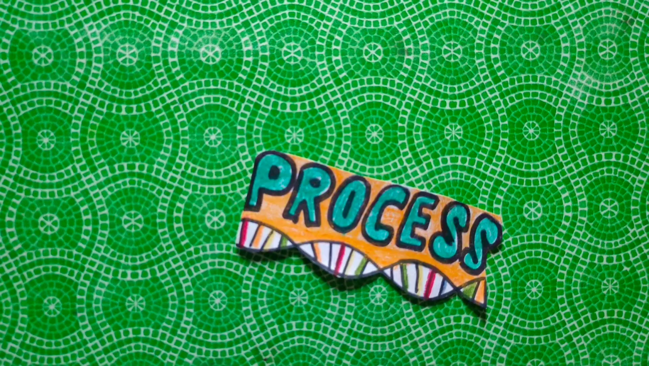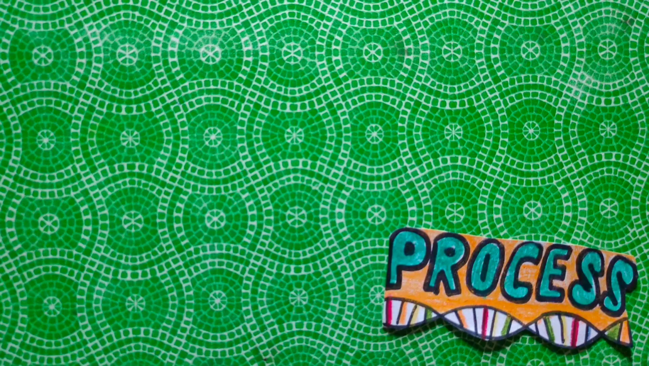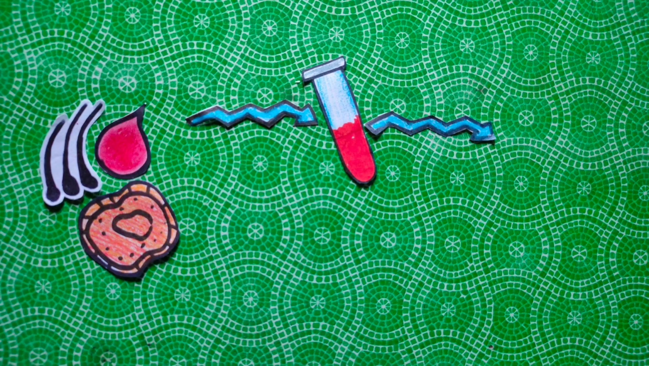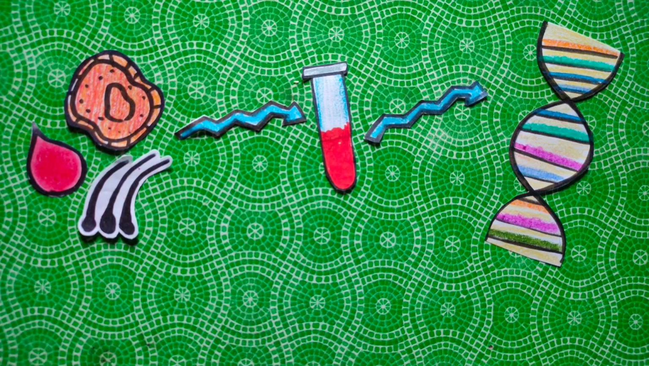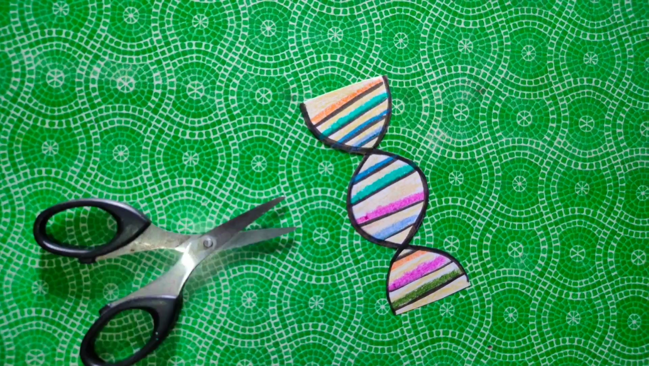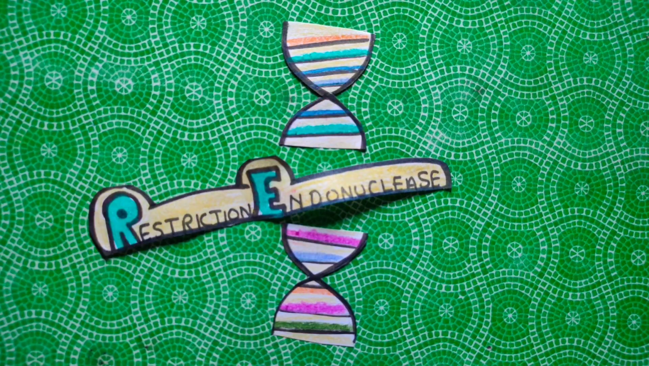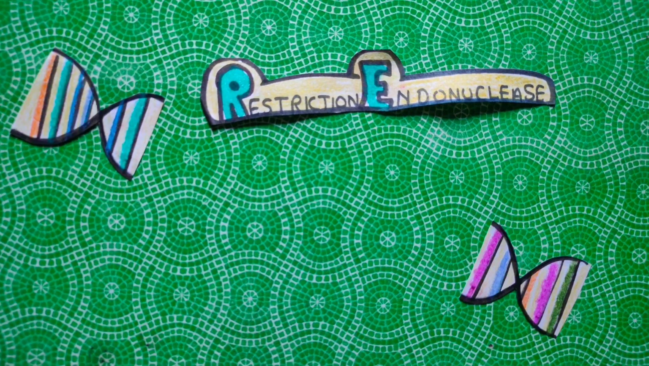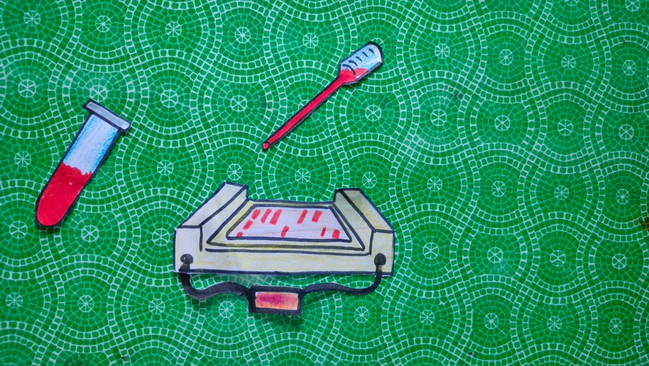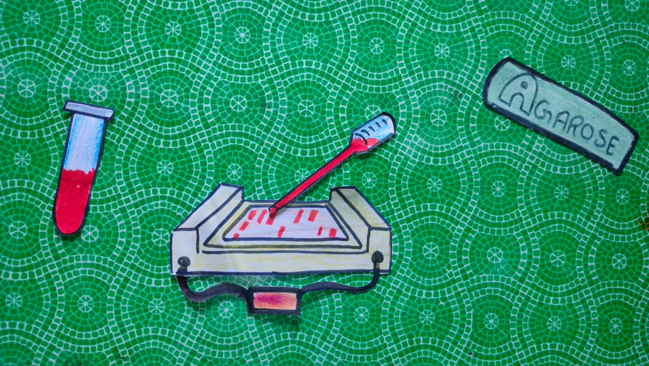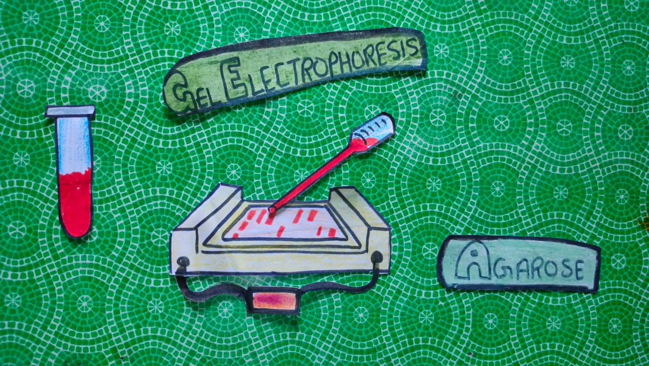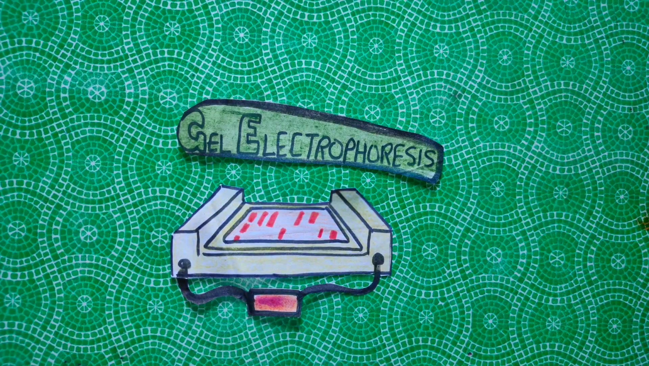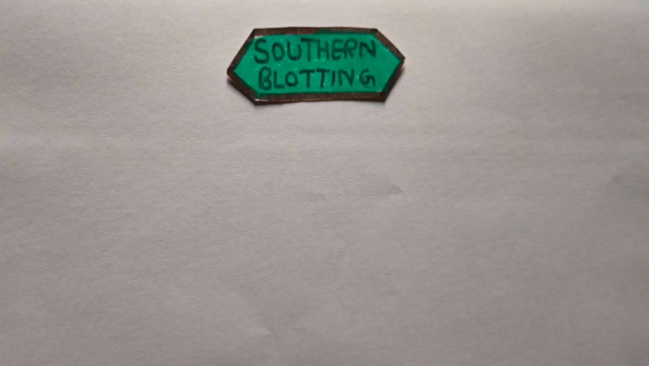Now let's discuss the process. Firstly, DNA is extracted from the cell sample found at the crime scene. This could be hair roots, cells or blood. This DNA is then cut into small fragments by enzymes like restriction endonucleases. The sample is then poured into wells of agarose gel for the process of gel electrophoresis. This separates the DNA fragments by size.